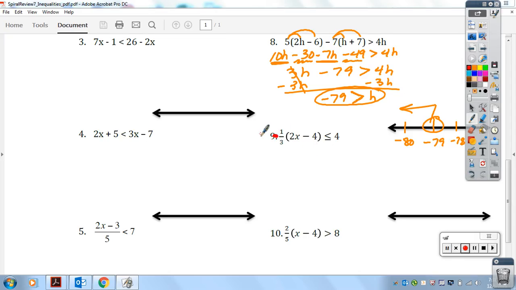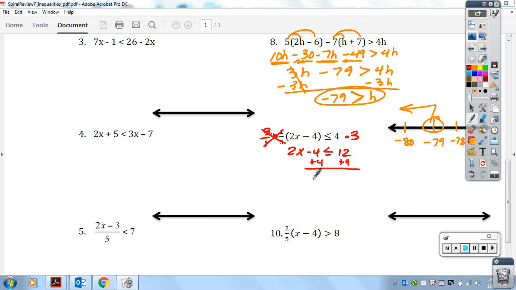What I have to do is multiply by the reciprocal, or at the minimum, the denominator. So you could multiply by the denominator 3, or multiply by the full reciprocal, in this case 3 over 1. In this specific case, they are the same thing. So let's just multiply by 3. Those cancel. My 2x minus 4 is less than or equal to 12. Remember, if I multiply by a negative on this side, this symbol would flip, but it happens to be a positive, so they don't flip.